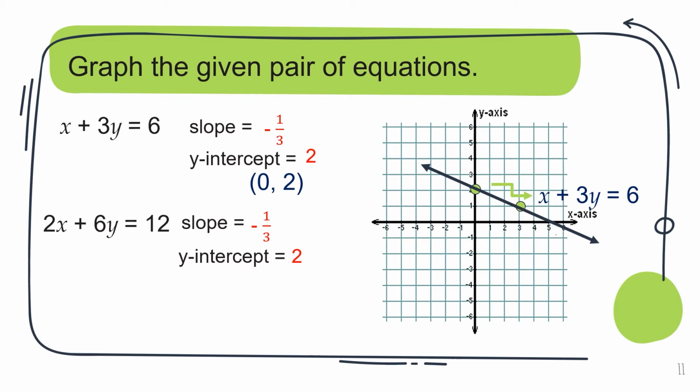For 2x plus 6y is equal to 12, again, the y-intercept is positive 2, so we're going to use the point (0, 2). And the slope is negative 1/3. Negative 1 for the rise, going downward, and positive 3 for the run, going to the right. And the second point is also located at (3, 1). Connecting the points, this will now be the graph of 2x plus 6y is equal to 12.